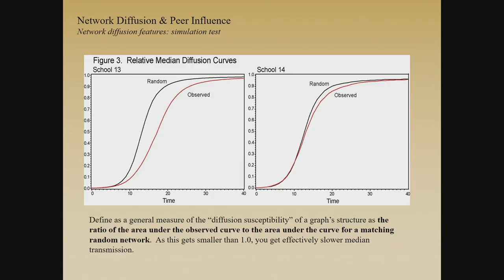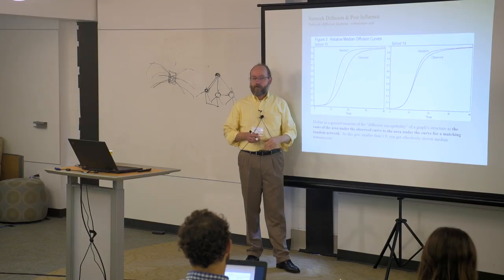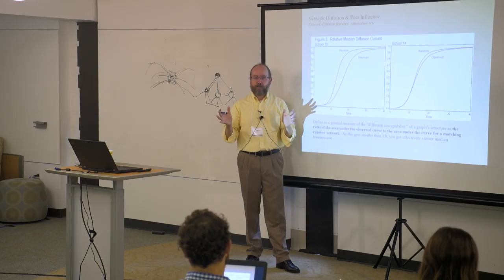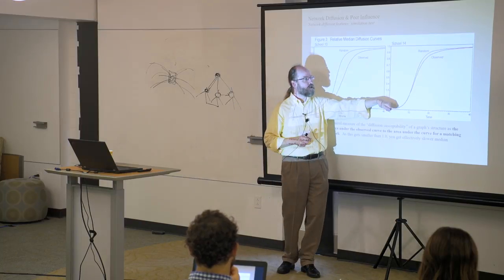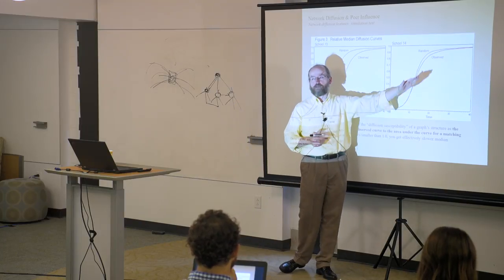We have an observed spreading in that network, and the distance between those two curves is essentially the amount of clustering and redundancy in the network that is affecting spread, or retarding spread, relative to a random graph. Remember, random graphs are almost always going to be your fastest spreading networks. So these curves are almost always under. There's a rare case where it's above, but in real world networks they tend to be below.